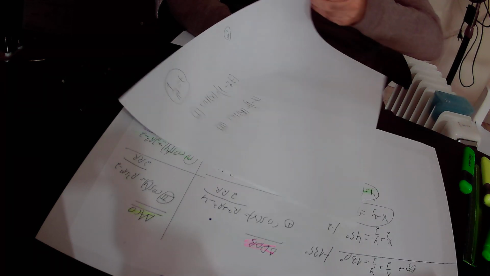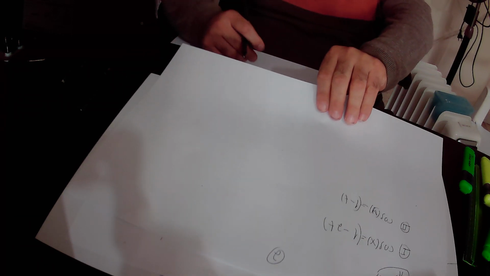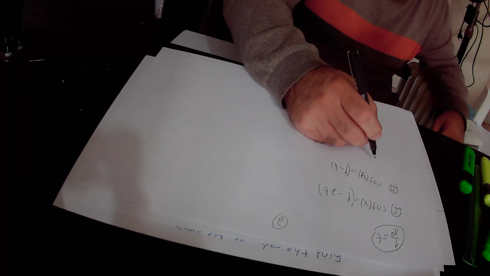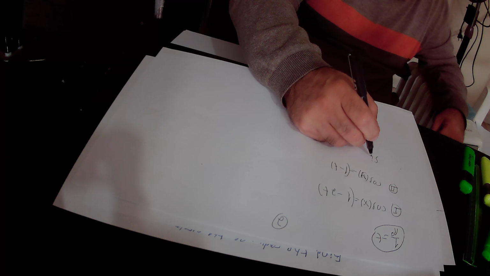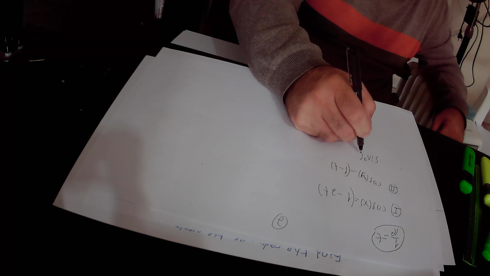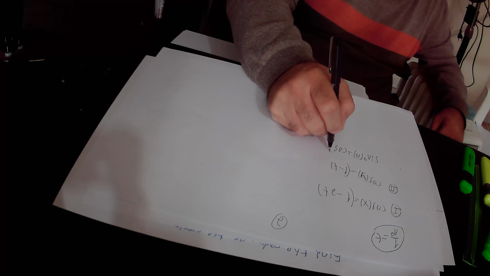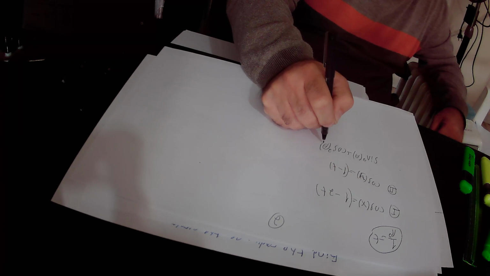We use the trigonometric identity that states that sine squared theta plus cosine squared theta equals 1.